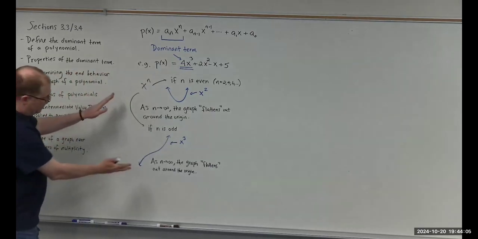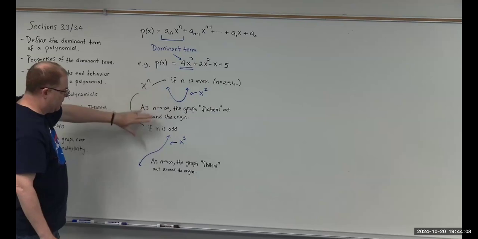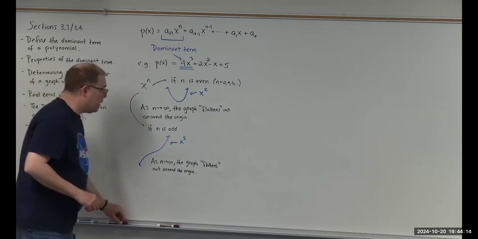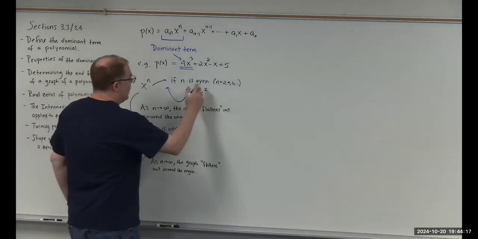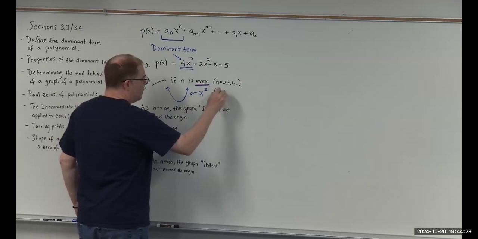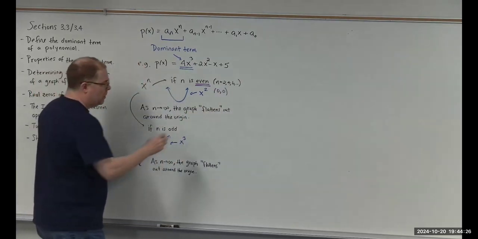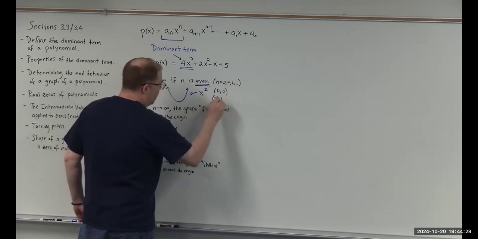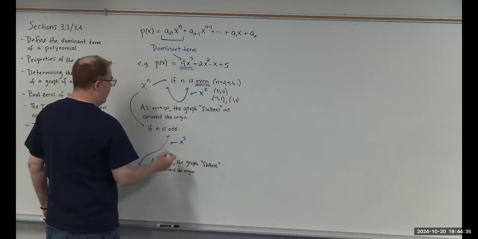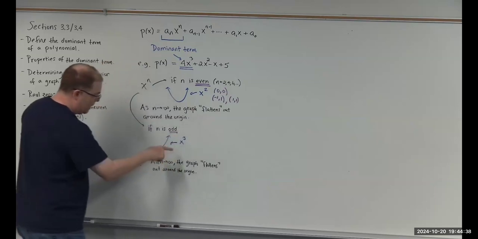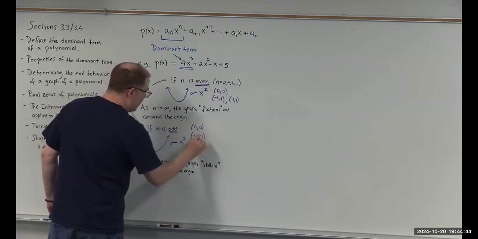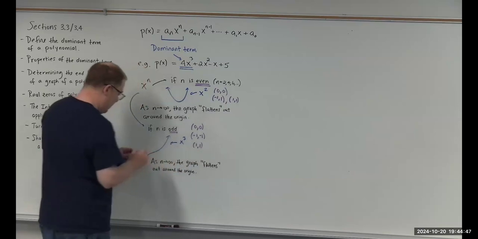Pretty much the same effect as the even case, except the shape is obviously different here. And also for the points, let me write that here. Anything that's even is going through the points, obviously the origin, negative 1, 1, and 1, 1. For the odd case, all the graphs are going to go through, obviously, the origin, negative 1, negative 1, and 1, 1.